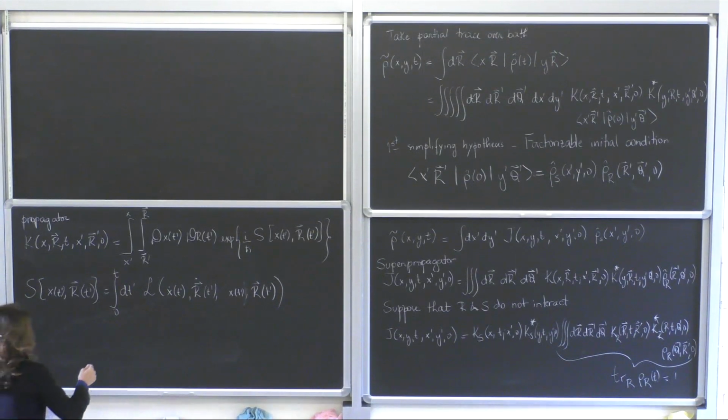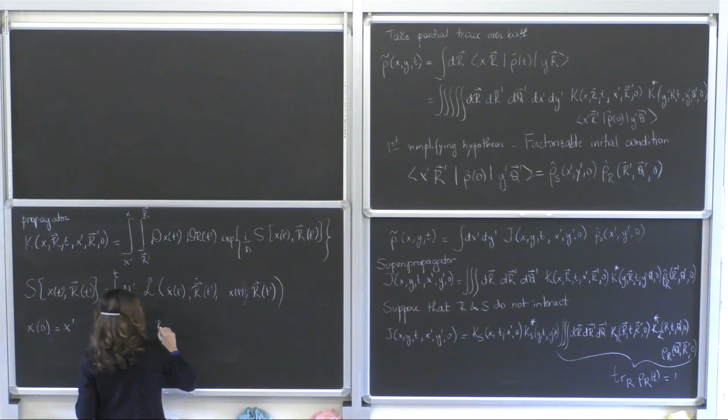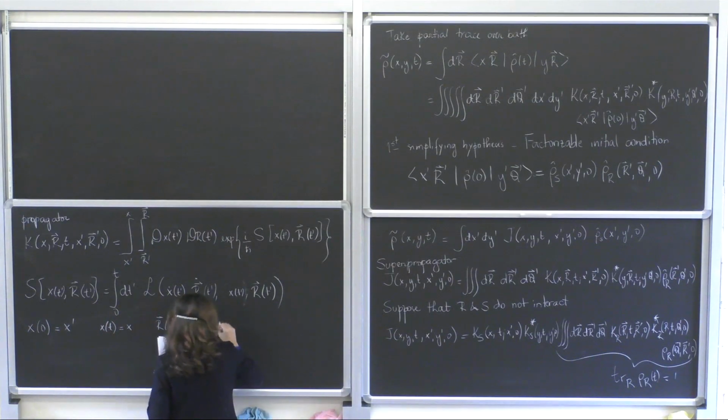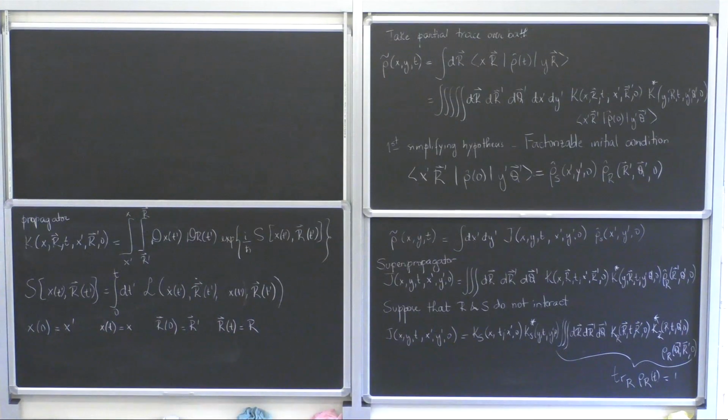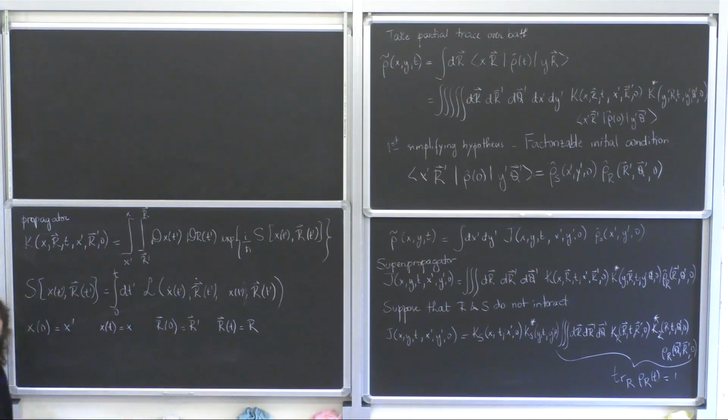So I am assuming that x of 0 is x prime and that r of 0 is r prime. In this, x of t is x, and r of t is r. Okay, I'm propagating from 0 to t, and these are those functions at 0 and at t. Good.